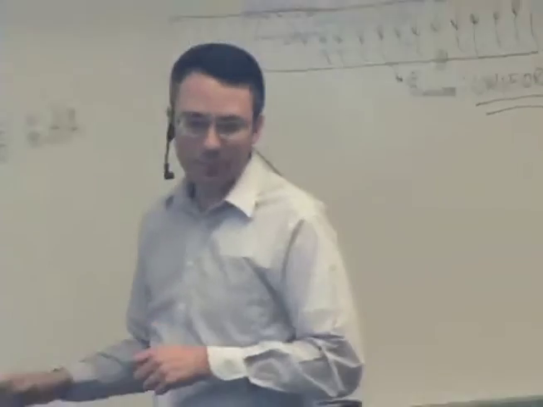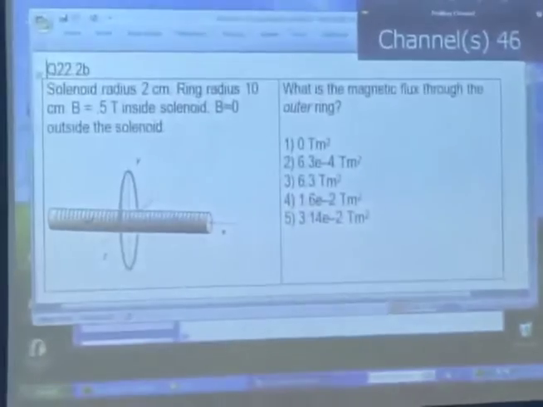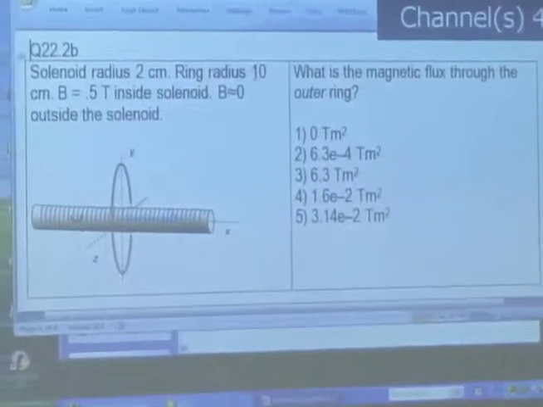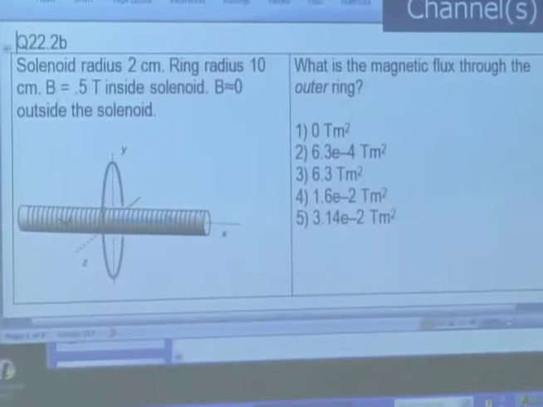Given that, we have a solenoid of radius 2 centimeters. The ring that surrounds it has a radius of 10 centimeters. The magnetic field inside the solenoid is uniform, and it's 0.5 tesla. Outside, again, as we said, the magnetic field is approximately equal to zero. What's the magnetic flux through the outer ring?